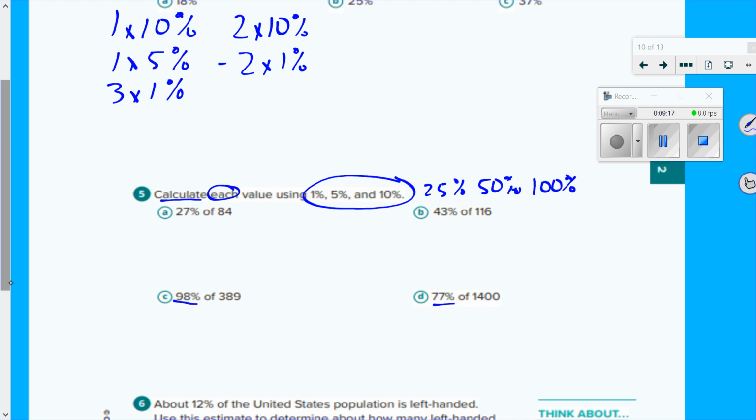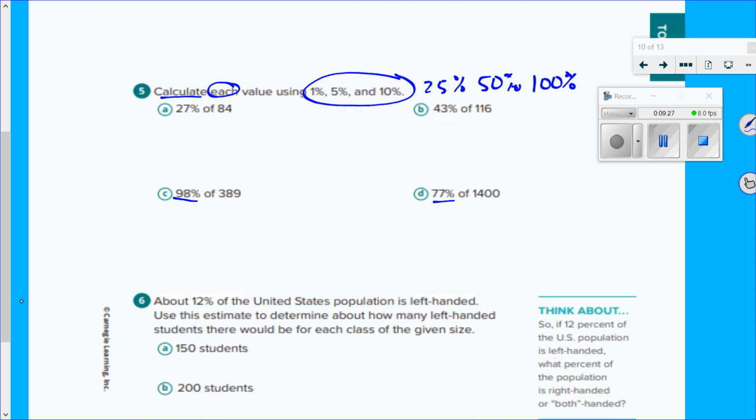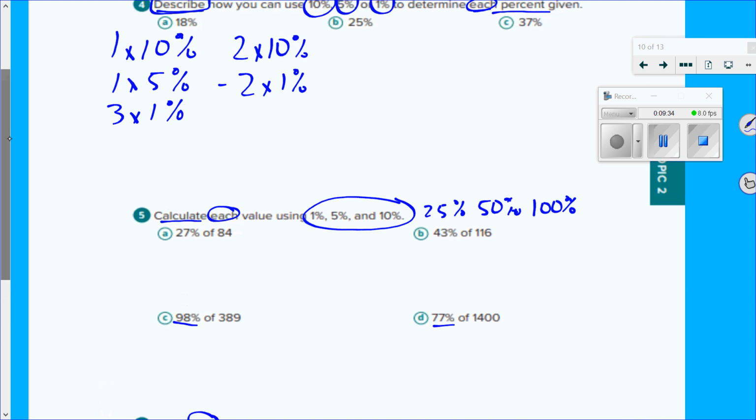So in this case, do I have to just describe what I'm doing? No, I actually calculate it. So calculate it using your benchmarks. And then if you finish those two, you can start on number 6. This one is just using the 12%. And then you're going to find it for each of those number of students.